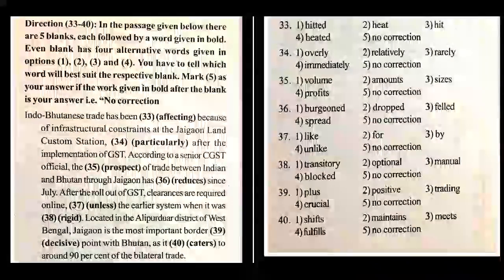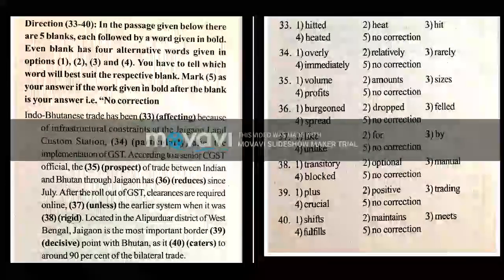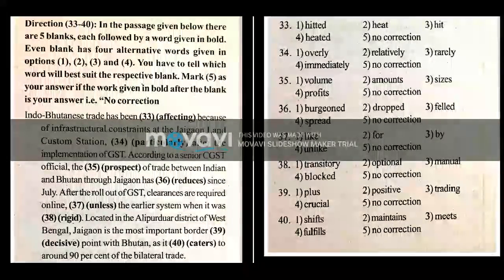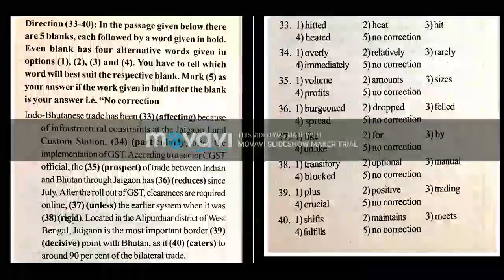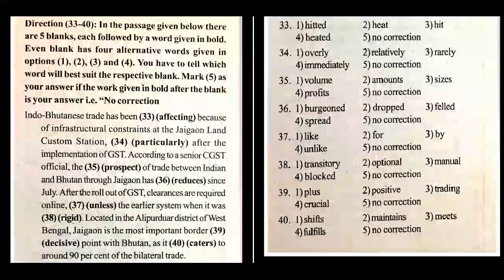So now you come to option number 34 and option number 1, overly. Overly means clearly. It cannot be the option, though it is an adverb. It means clearly or excessively. It has got the meaning like this. And we do not need a word like excessively. So option number 1 is eliminated.